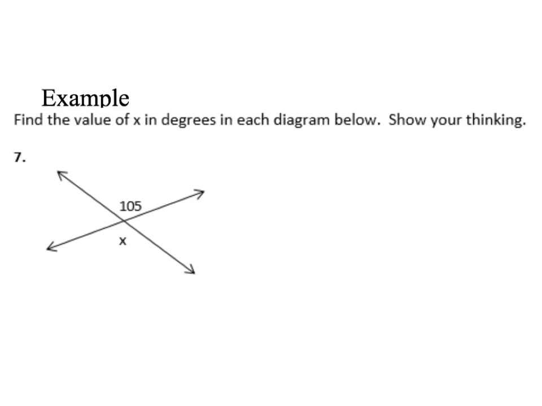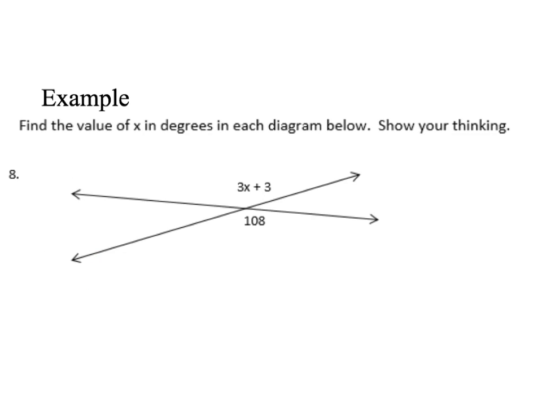Alright, find the value of x in degrees in each diagram below. So angle 105 and x are vertical angles because they're across from each other. They're opposites. Okay, vertical angles are congruent. So if this top angle is 105, then this bottom angle is also 105. That's it. Vertical angles are congruent, so they're equal to each other.